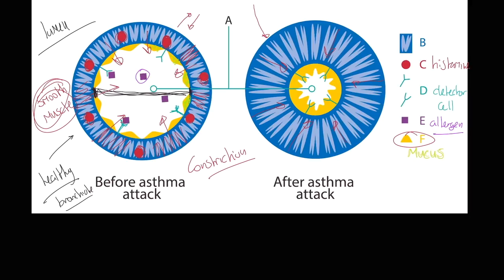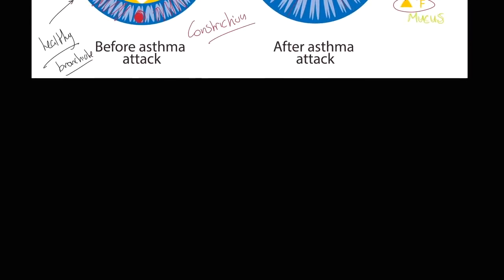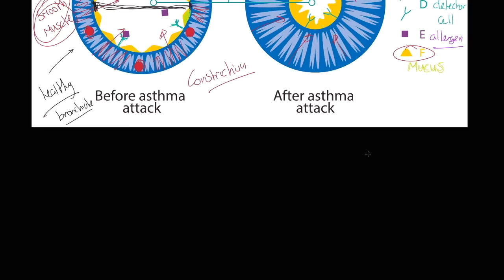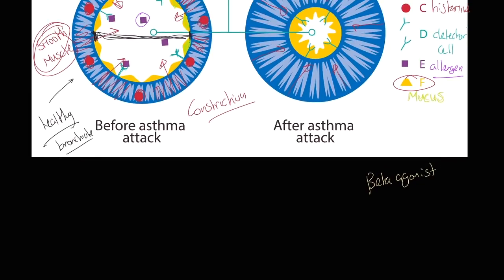Now, a couple of other things I would like to say to you. I want to talk to you about what we call a beta agonist. A beta agonist is what you might think of as an inhaler, let me do some dodgy drawing here. And this blue one is what we call the reliever inhaler, and it's the beta agonist inhaler.